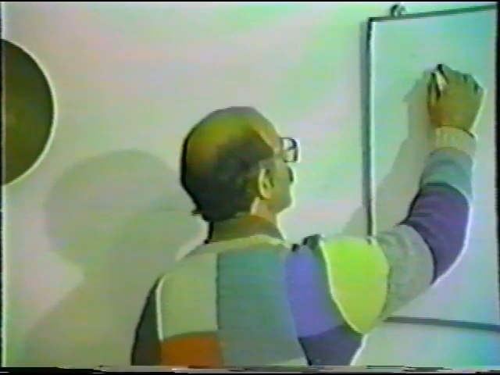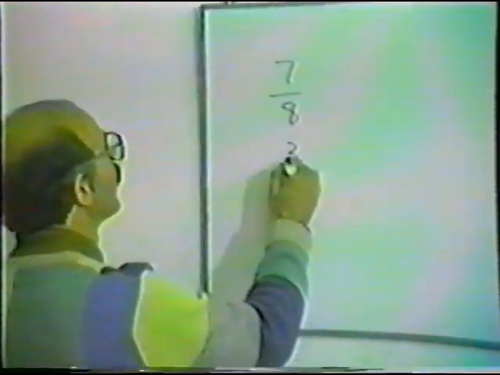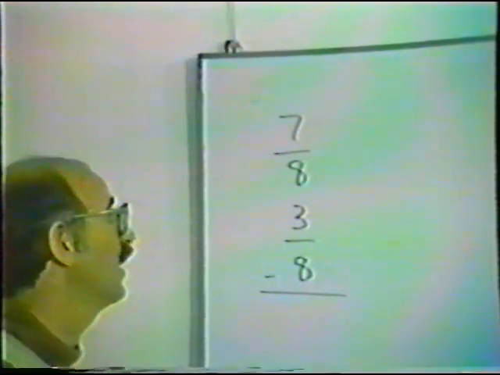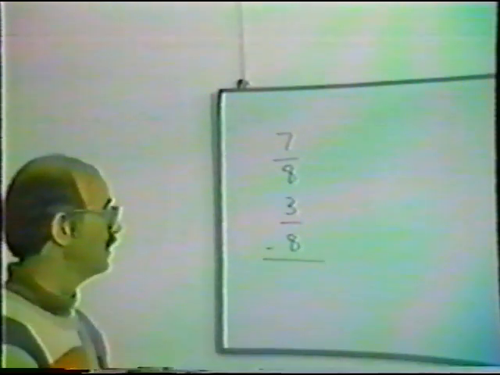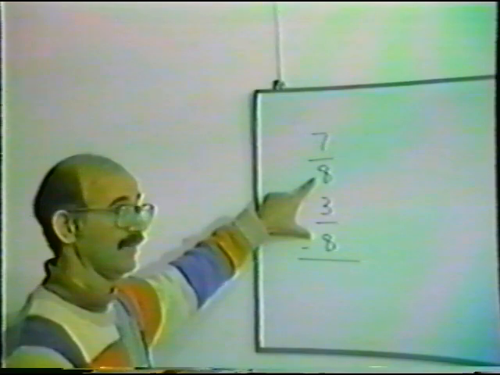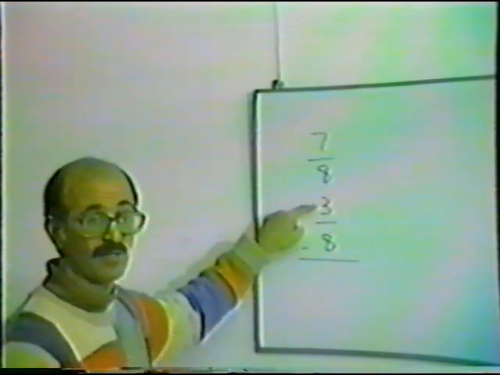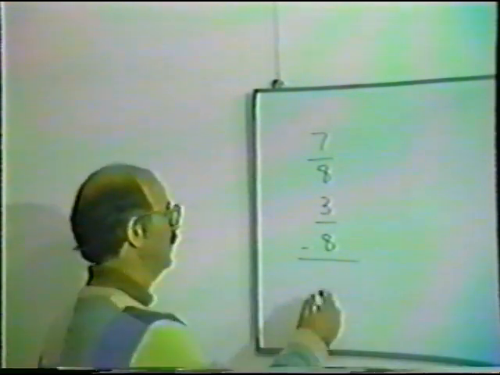And now we're ready for subtracting fractions. 7/8 take away 3/8. Are they like fractions? Yes, they are. 8 and 8. 7 of them take away 3 of them is 4 of them.